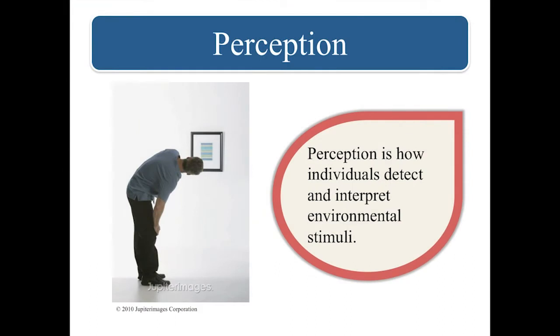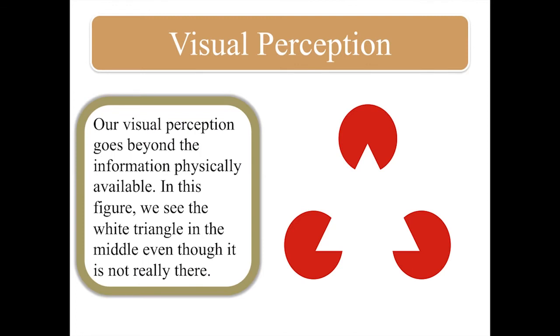Next up, we'll be talking about perception. Perception is how individuals detect and interpret environmental stimuli. There's visual perception, which is incredibly important. One of the things that it indicates is you can't always trust what you see with your own eyes, because our visual perception goes beyond the information physically available. And as you see in this figure here, there's a white triangle in the middle. But if you think about it, there isn't. What you're seeing is the lack of space, the lack of the red around that triangle, implying that it's there, and yet it's not. If you're like me, you can see that triangle very clearly, while you can also see the circles that look kind of like mini Pac-Mans.